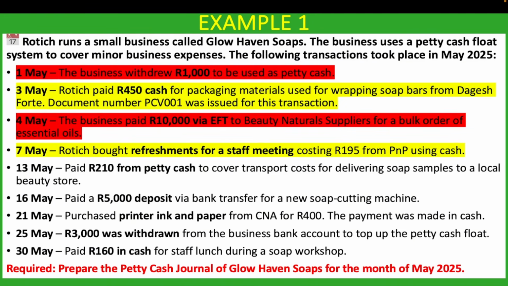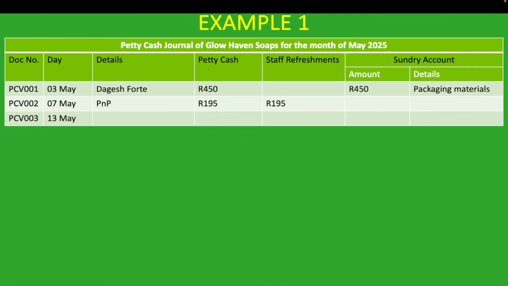On the 13th of May, paid 210 Rand from petty cash. So it's easy for us. We already told it was from petty cash to cover transport costs for delivering soap samples to a local beauty store. And so here we have transport costs and we are paying 210 Rand. And remember, we are not given the document number here, so we're going to call it PCV003 and the date is the 13th of May. So I hope you already know there. We've put PCV003, 13th of May, quite easy to do.